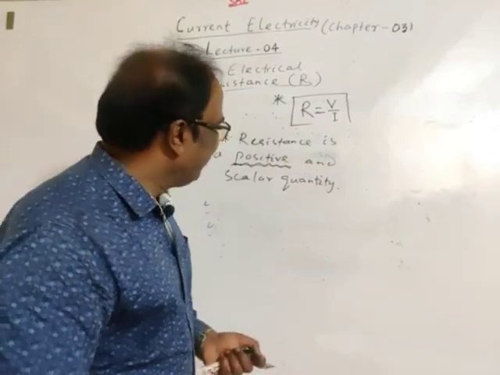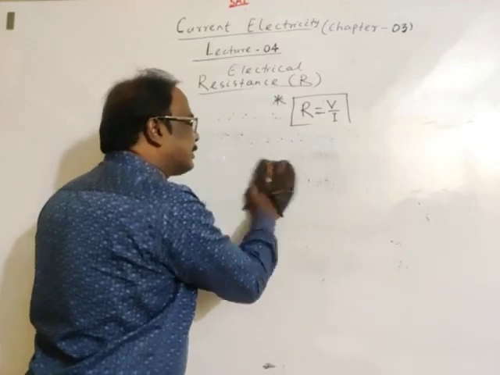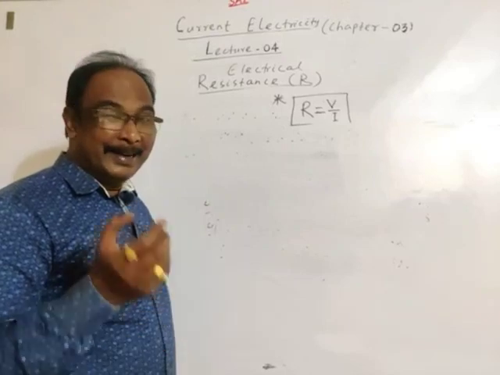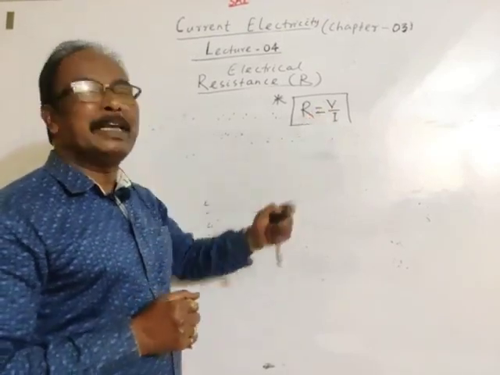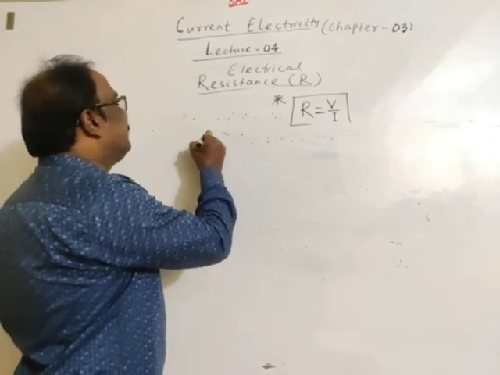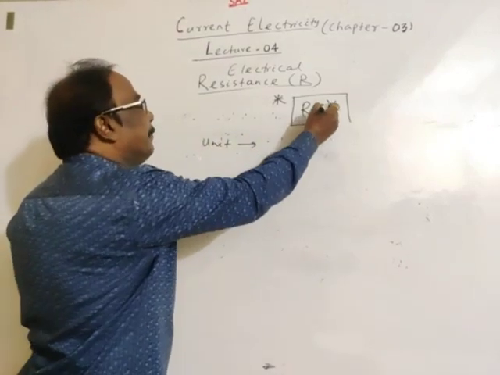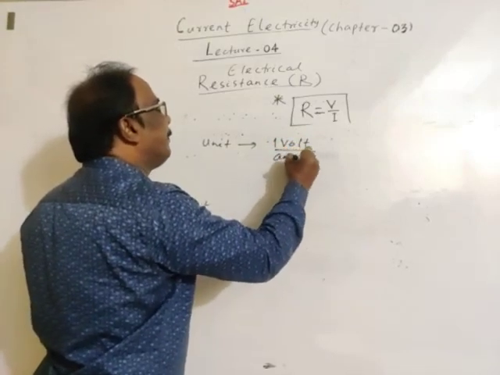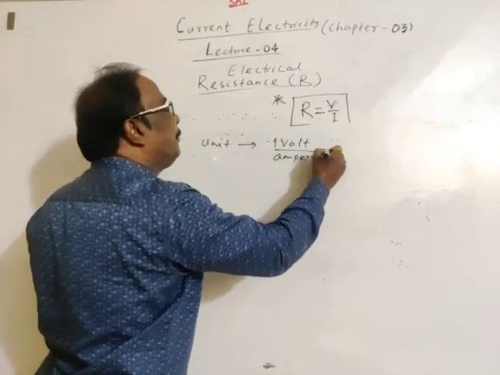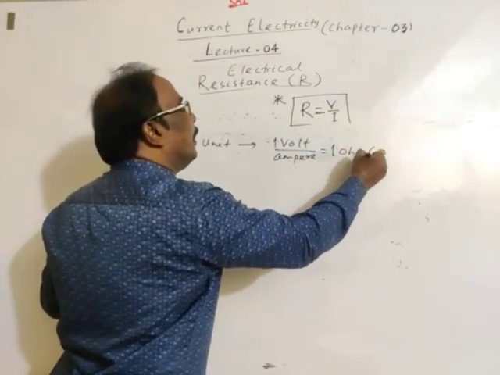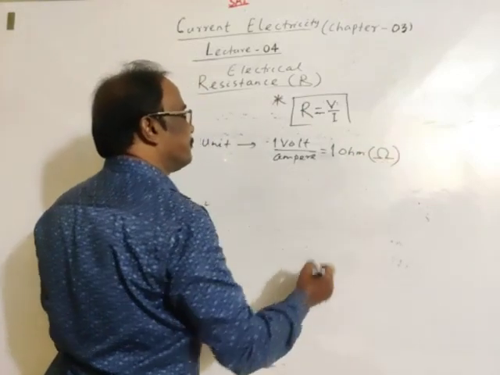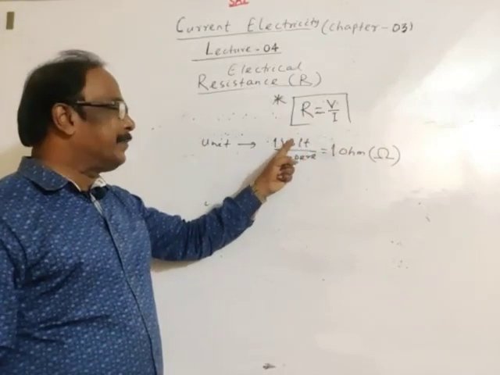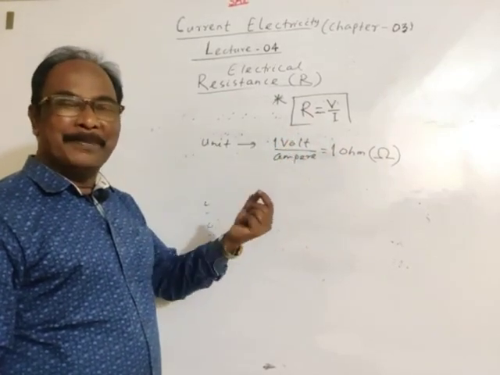Then what are the units of resistance? Units and dimensions we always require to discuss a physical quantity. Resistance is the ratio of potential difference to current. So in SI, potential difference is volt, current is ampere. Volt divided by ampere we call ohm, and the unit of resistance is ohm. 1 ohm is equal to the ratio of 1 volt to 1 ampere.